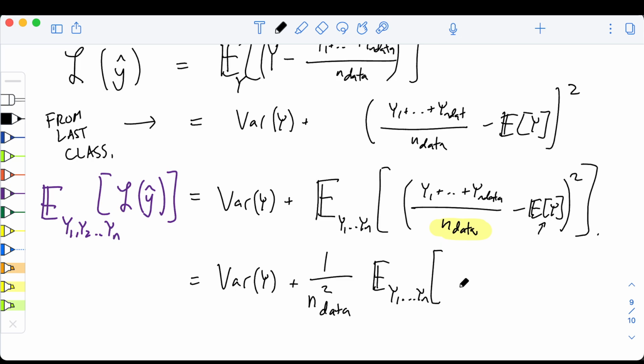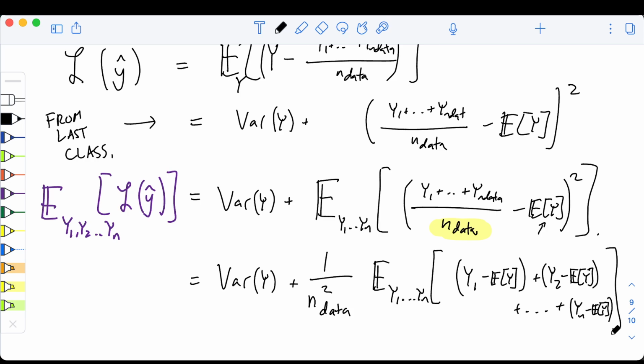And I'm going to write y1 minus the expected value of y plus y2 minus the expected value of y plus dot dot dot, plus all the way up to yn minus the expected value of y. Okay. So I claim these two things are equal. You might notice there is only one expected value of y in this formula, but now there's n expected values of y, right? There's 1, 2, 3, all the way to n. That's exactly because you had to multiply by this n data on the bottom. So the number of copies of expected value of y is exactly n data. That's exactly what we want to kind of factor it in.